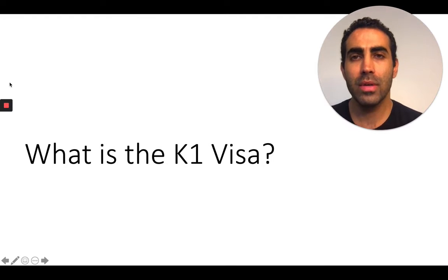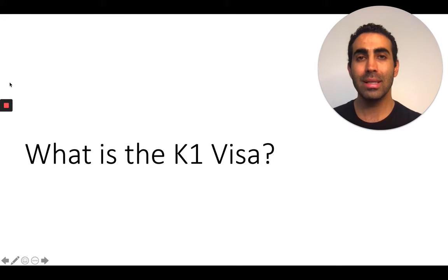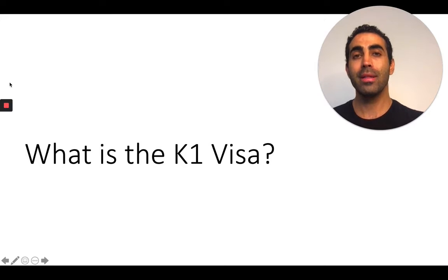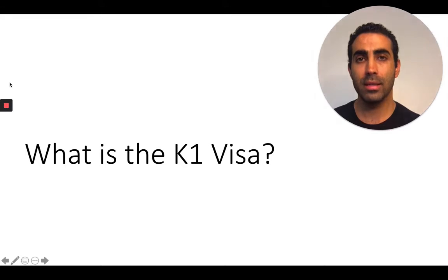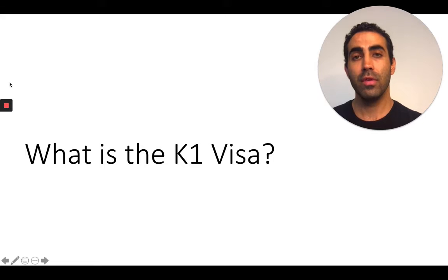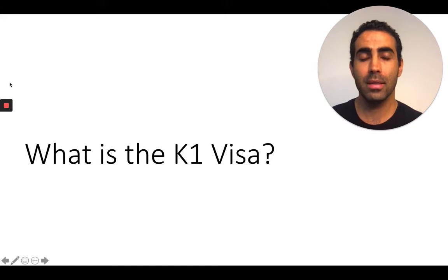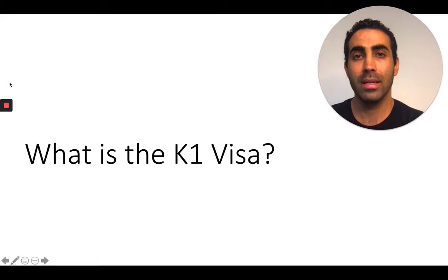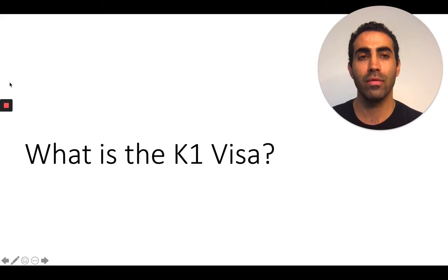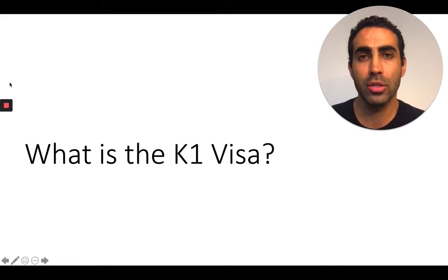Basically, the K-1 visa is a visa which allows a U.S. citizen to bring their foreign fiancé to the United States. Once the foreign fiancé is in the United States, the couple gets married. And then after the couple gets married, the fiancé can apply for their green card in the United States by doing what's called an adjustment of status. And the foreign fiancé can get their green card in the United States without leaving. So that's the K-1 visa. It's a very powerful immigration option.